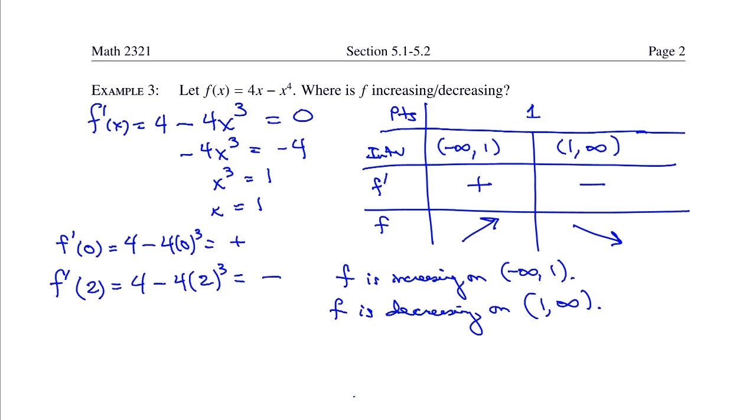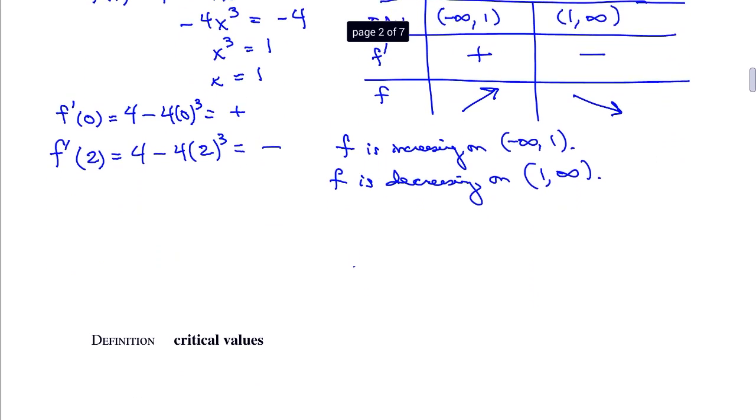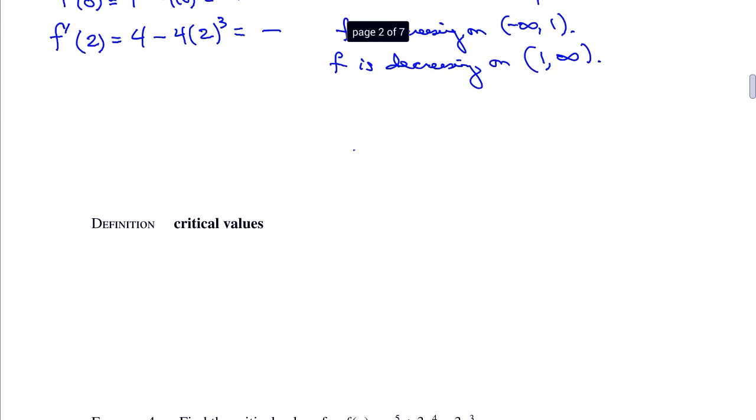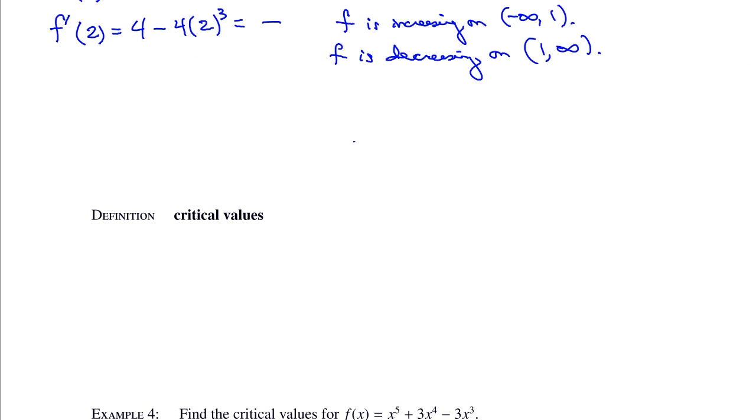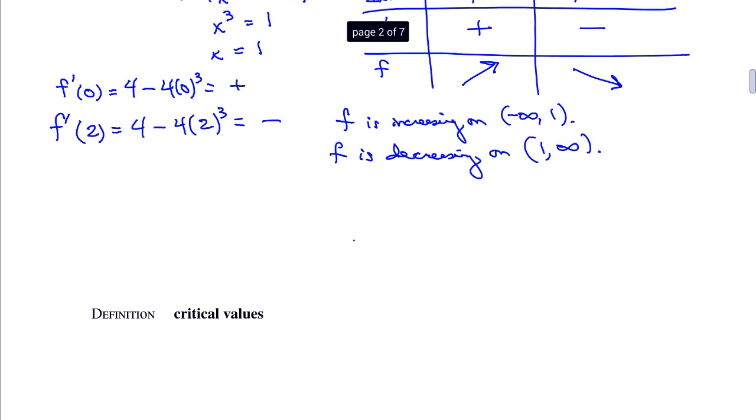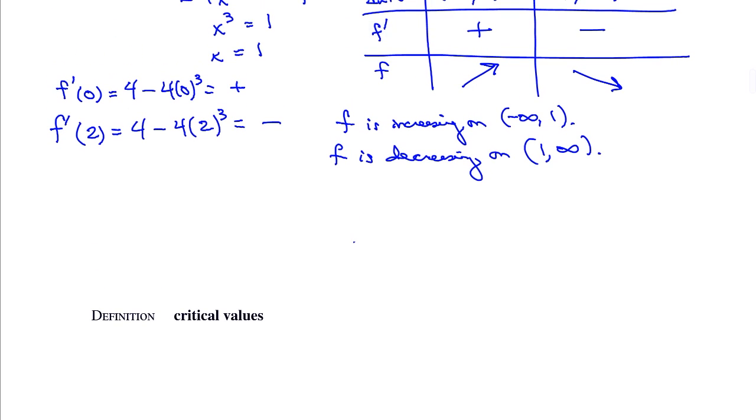Okay. So we now have the definition of critical value. And you're going to see some other terms as well. You have critical value, and you have critical number, and you also have critical point. Critical value and critical number are the x values. Critical point is a point. So that's how you know.